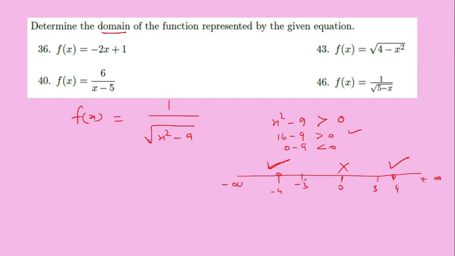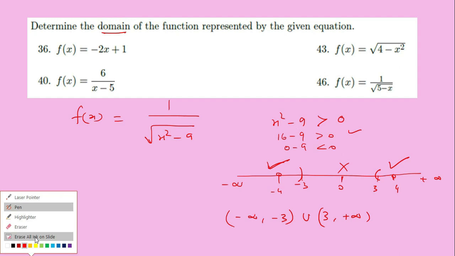And the question is, can we include 3 and negative 3? Negative 3 or positive 3 will make this term equal to 0. Equal to 0 is not allowed. So, we cannot allow 3 and negative 3. Therefore, your domain is minus infinity to minus 3 open, union 3 to positive infinity. This is the domain of this function.